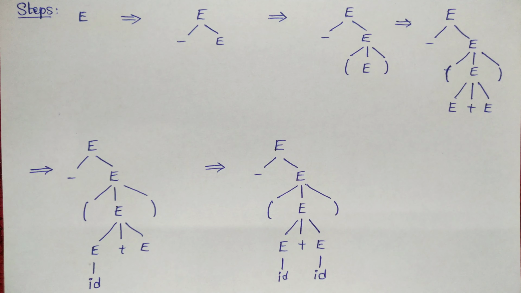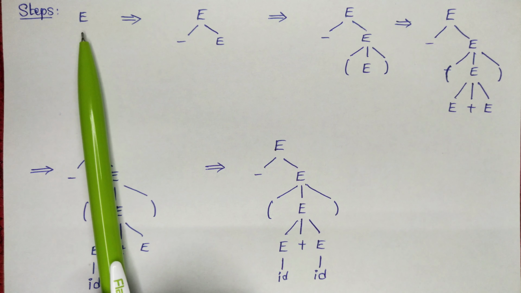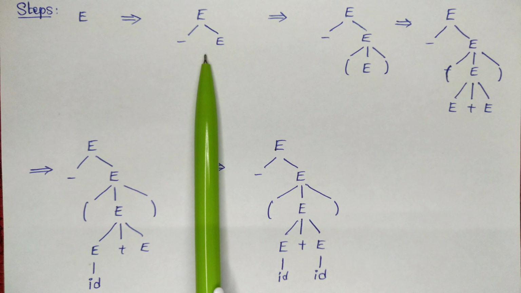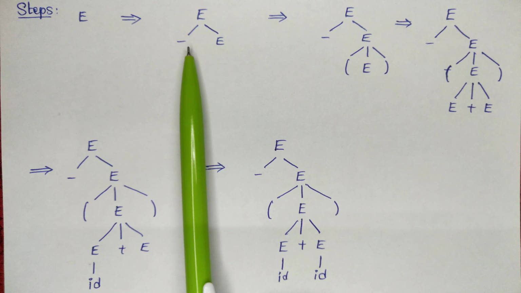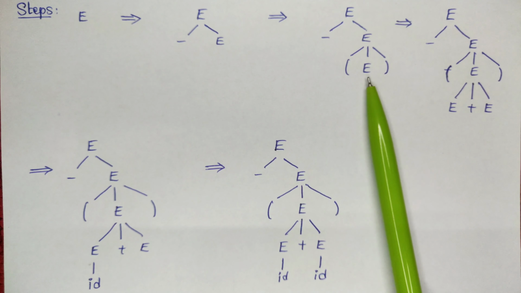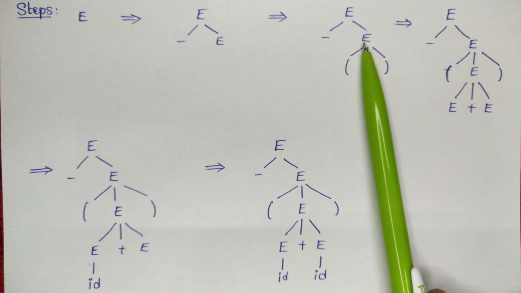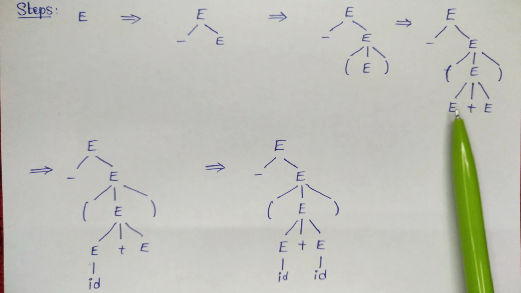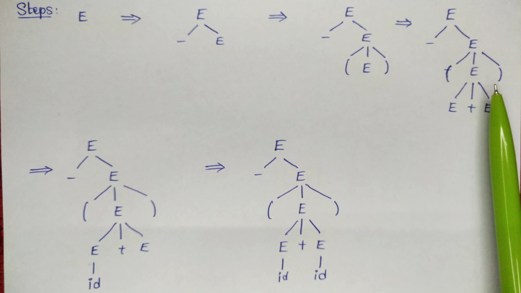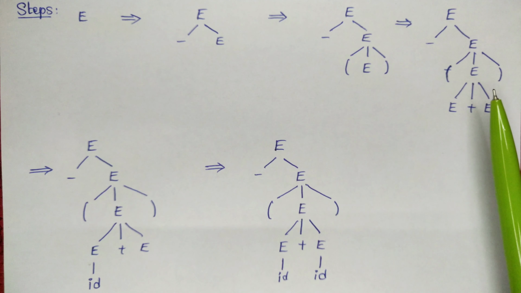Here only one production has to be applied in every step. So in the first step we took the root node E. Then in the second step we applied minus E to this root node as we have the production E produces minus E in our grammar. Next in the third step we applied E within parentheses to this E node. Next in the fourth step we applied E plus E for this E as we also have the E produces E plus E production in the given grammar.